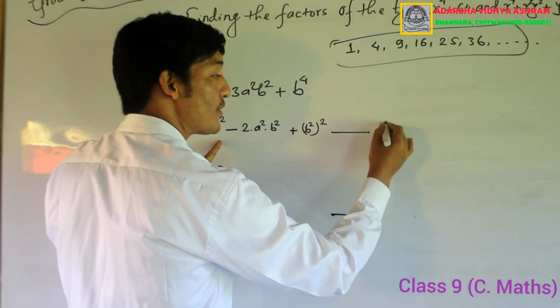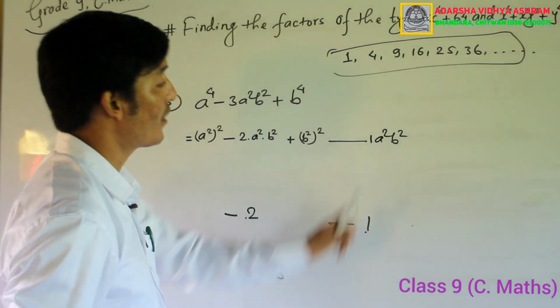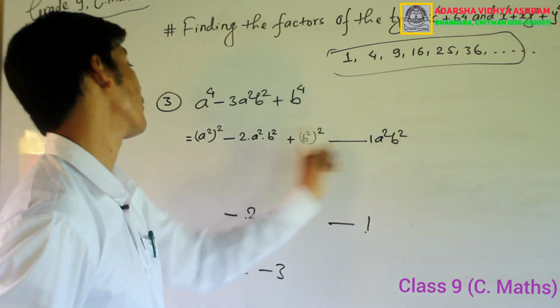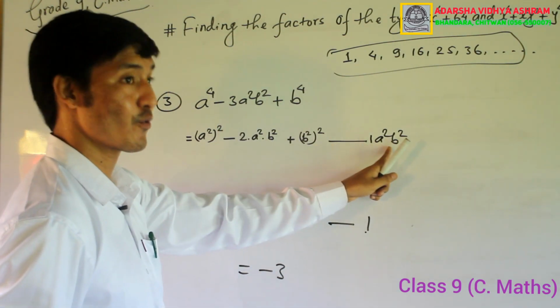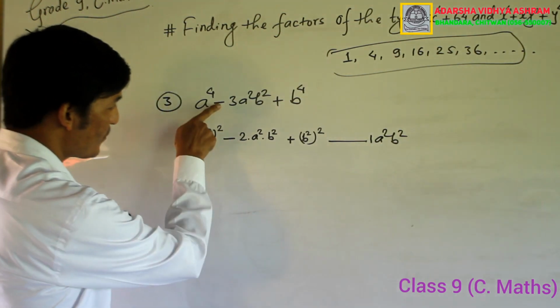Now here is a square b square. 1 we should not write. If you write, that's also correct. If you don't write, that's also correct. But a square b square you must write, because here is 2a square b square. To make the minus 3, then minus a square b square we have to put here. Here is also minus, okay. It is because of the minus here.